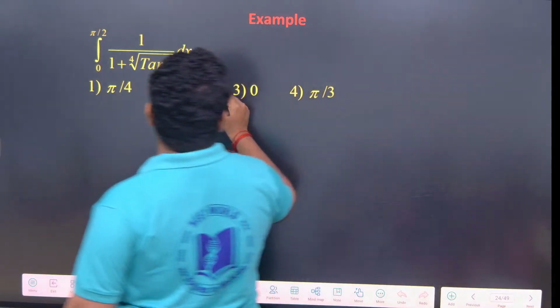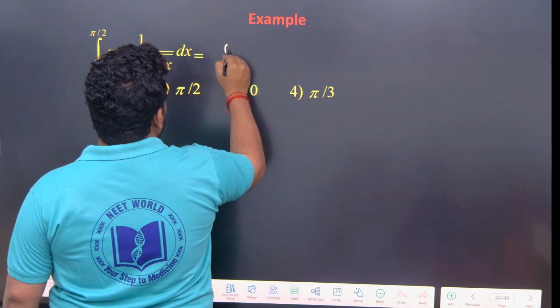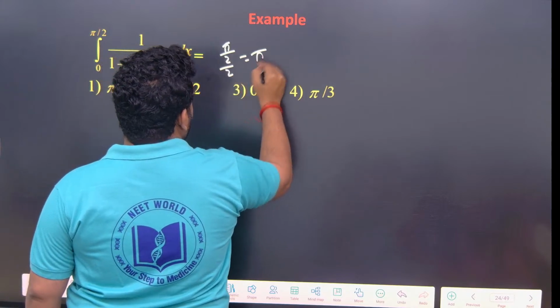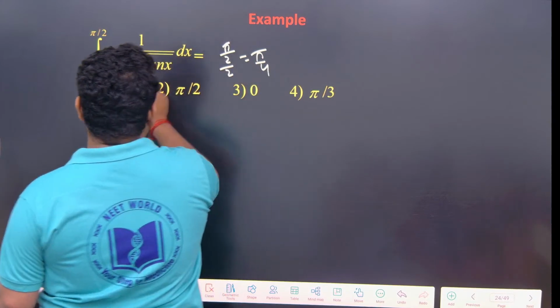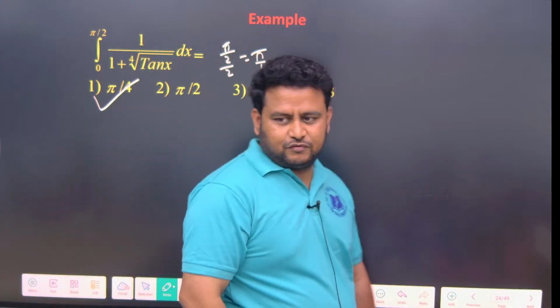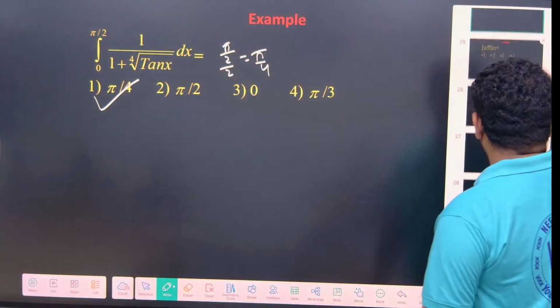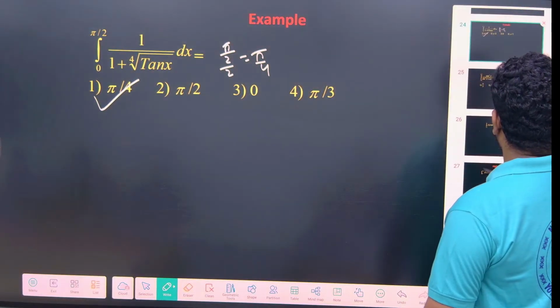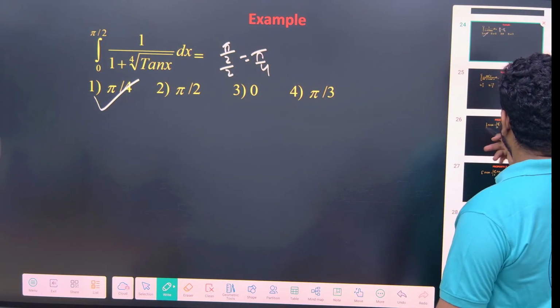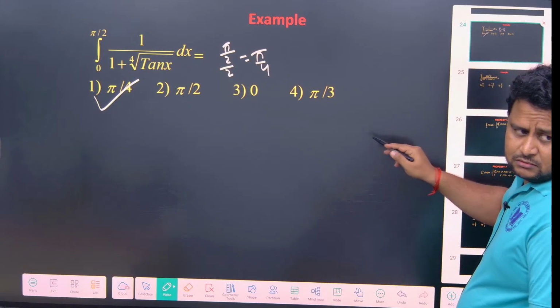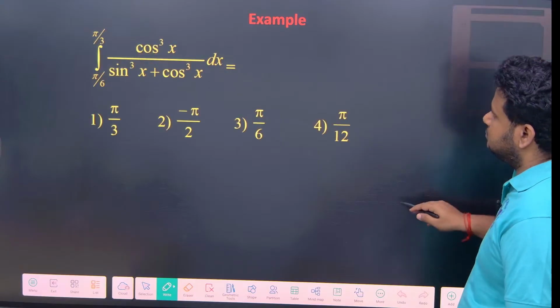B minus a by 2, that is pi by 2 minus 0 by 2, that is pi by 4. The answer is pi by 4, which is the first option. Okay, the answer is pi by 4. Clear? Clear with this one? Okay, next question.